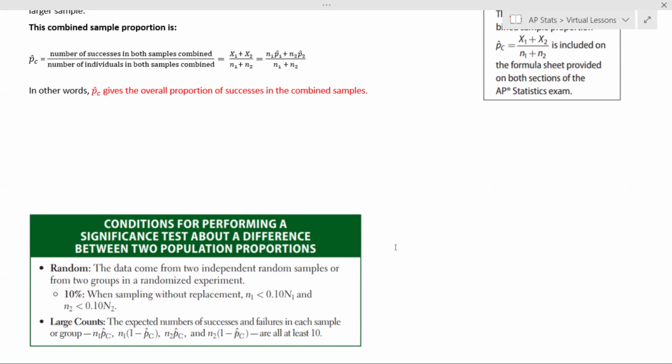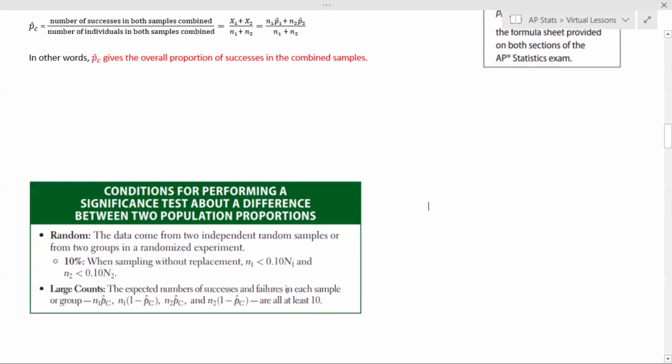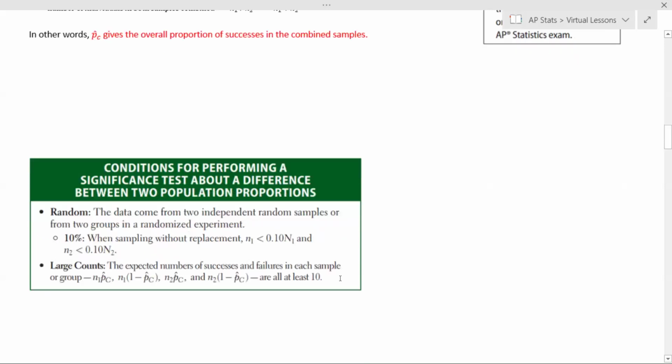The 10% condition is that if you're sampling without replacement, both samples have to be less than 10% of the population. And then for the large counts condition, you have to show that the expected number of successes and failures in each sample or group is at least 10. But notice, to get the expected counts here, you are not using the sample proportions from each sample. You are using the pooled proportion of the combined samples. So notice it's in here 4 times because you have to do success and failures for the first sample and success and failures for the second sample.